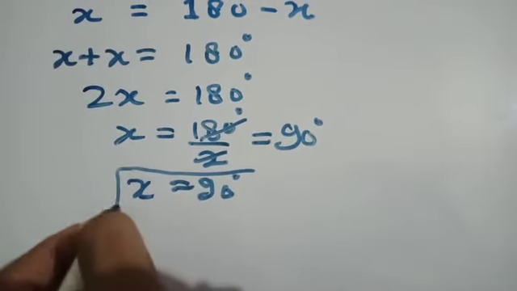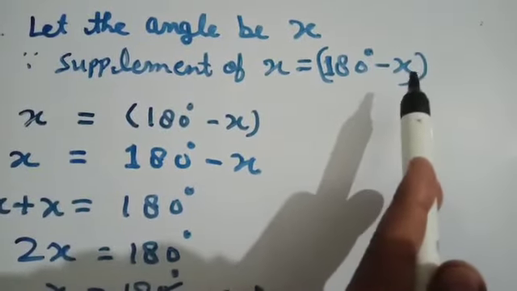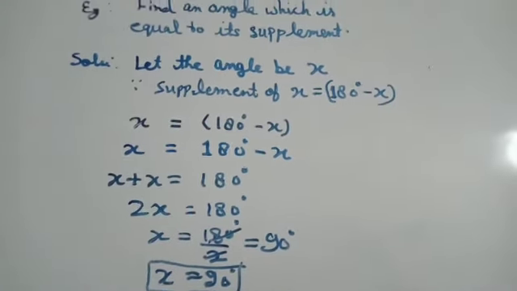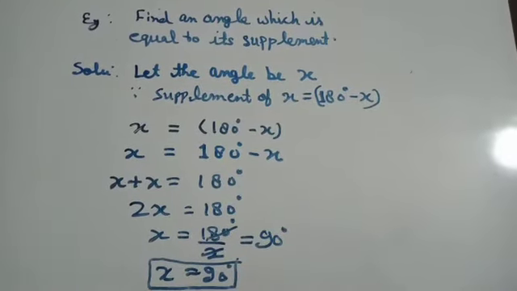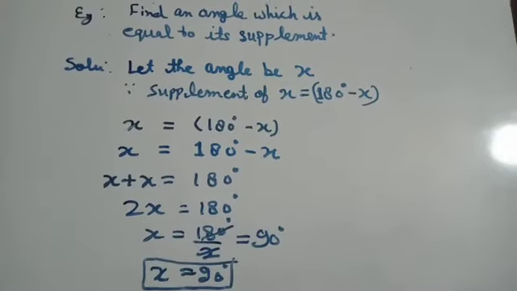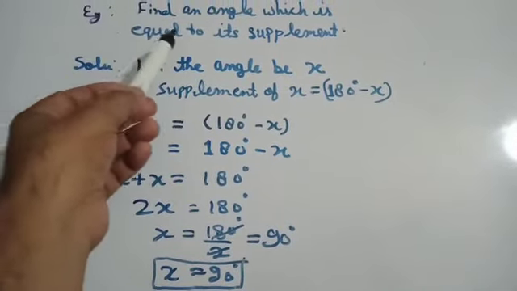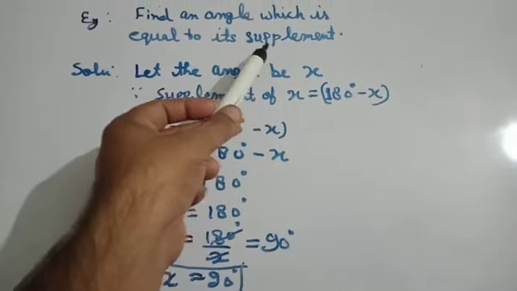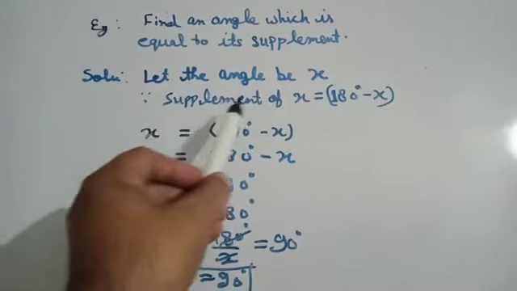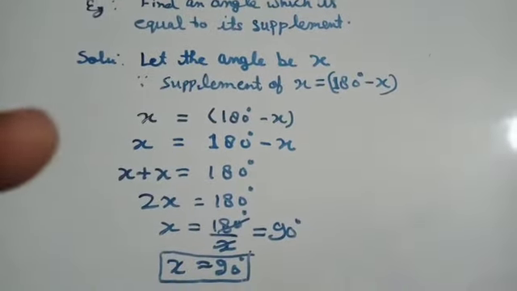If you find the supplement of 90 degree, you subtract 180 minus 90, that is also 90 degree. This is the procedure by which all students get the solution of this type of question. The same question you may face with complement in place of supplement: find an angle which is equal to its complement. Then you note down the complement of X, that is 90 minus X, and the remaining process is the same.